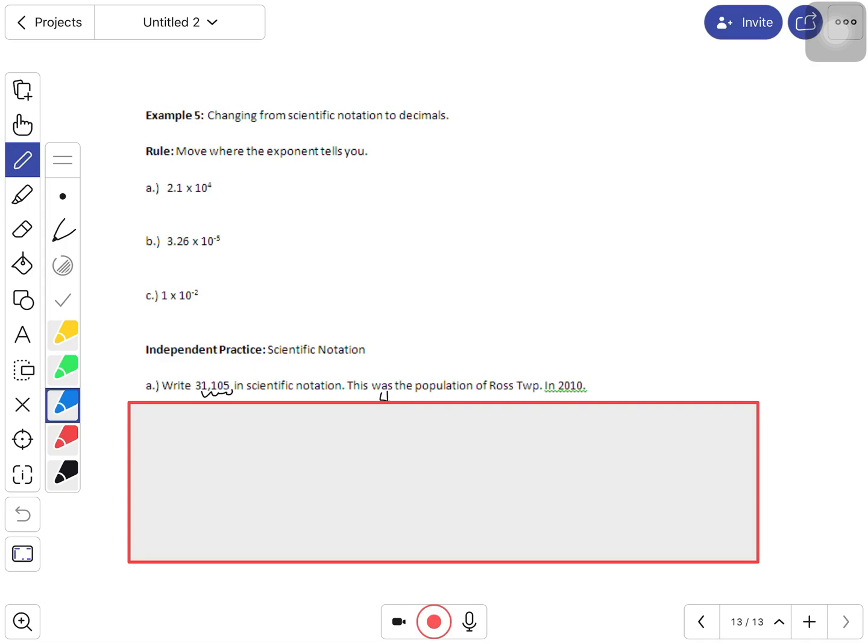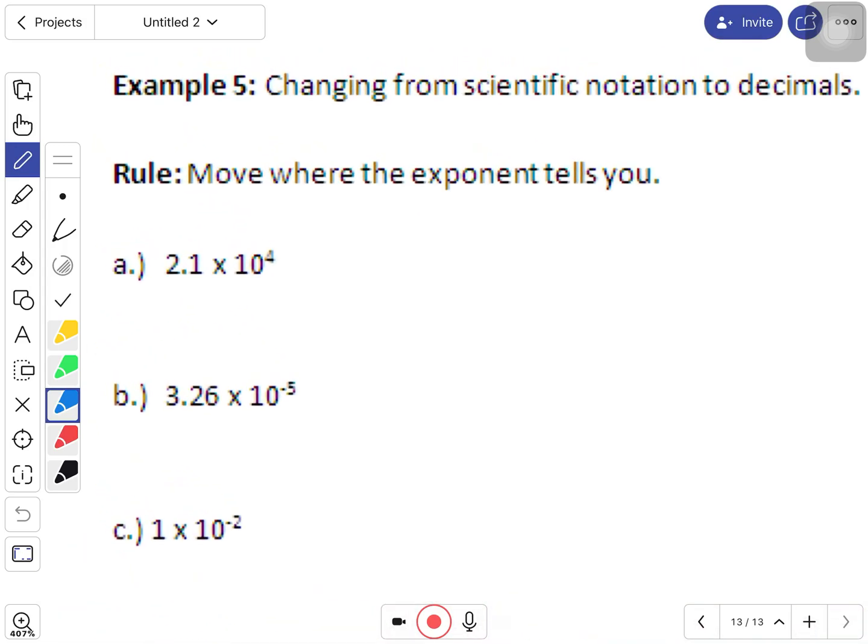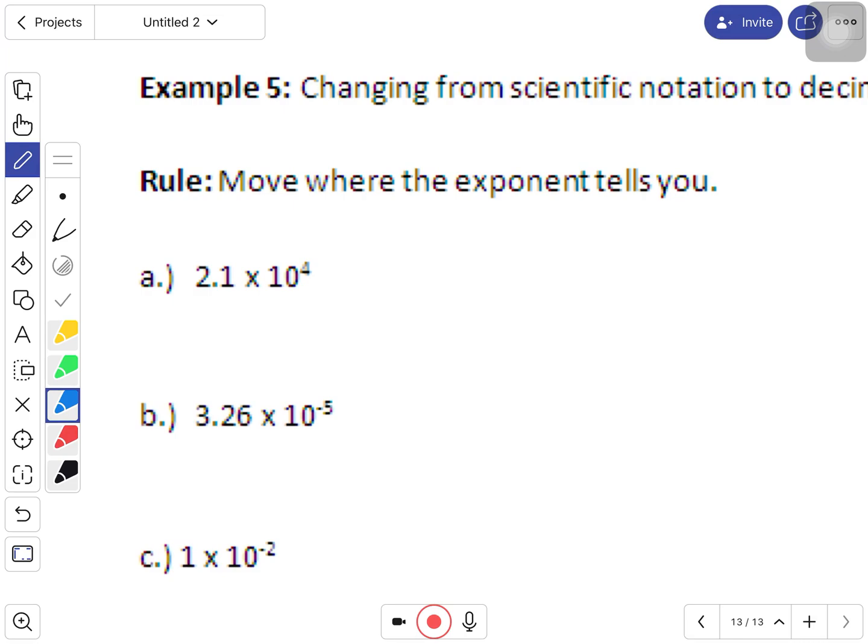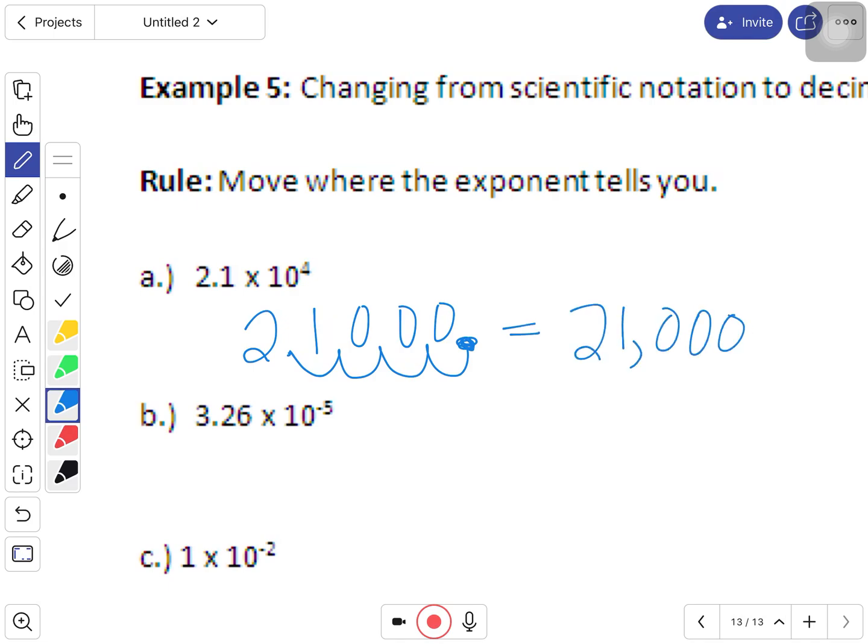Now we go in reverse, and this will be our last example of the day. You're doing great. What you're going to do is basically just move where the exponent tells you to. So if you have a big exponent, you got to make a big number. If you have a small exponent, you got to make a small number. So here in part A, 10 to the 4th is a big number. So if I want to make 2.1 bigger, I got to add some zeros to the right of it. So I'm going to go 1, 2, 3, 4. And then I'm going to fill zeros in that blank there. So 2.1 times 10 to the 4th is 21,000.